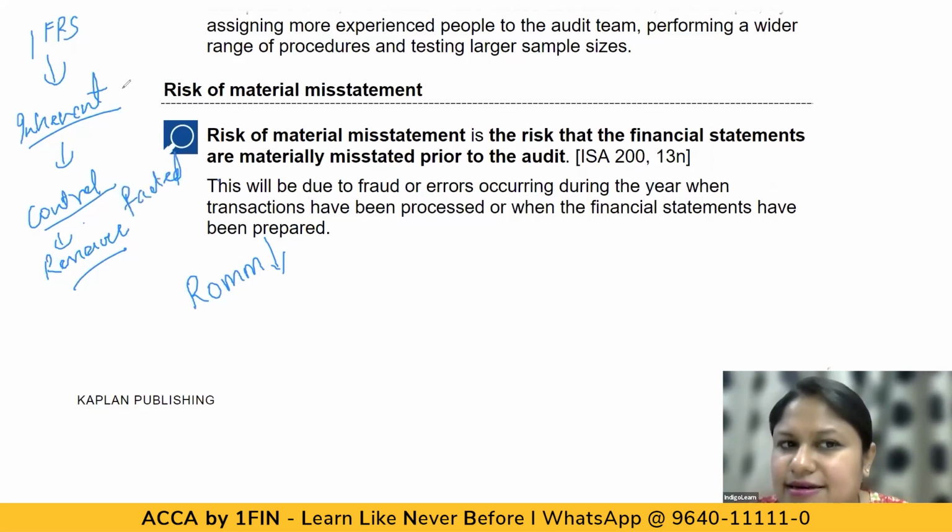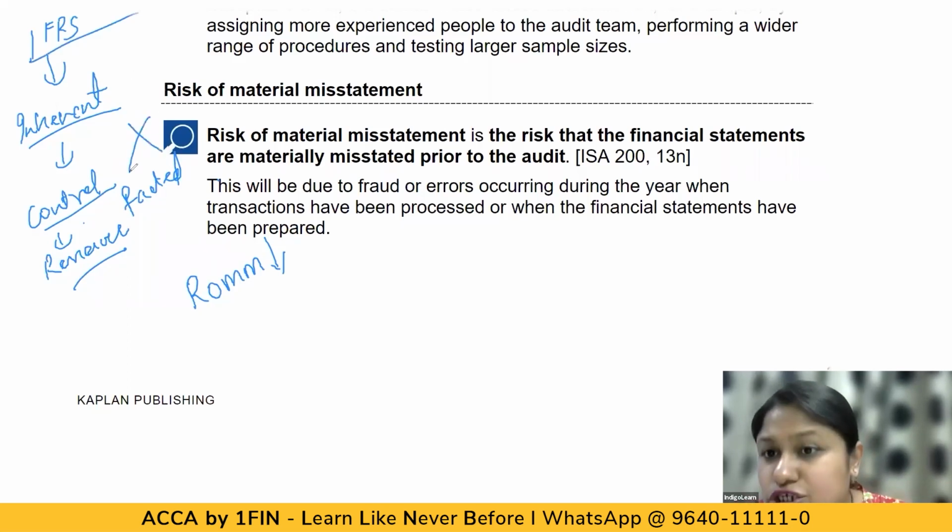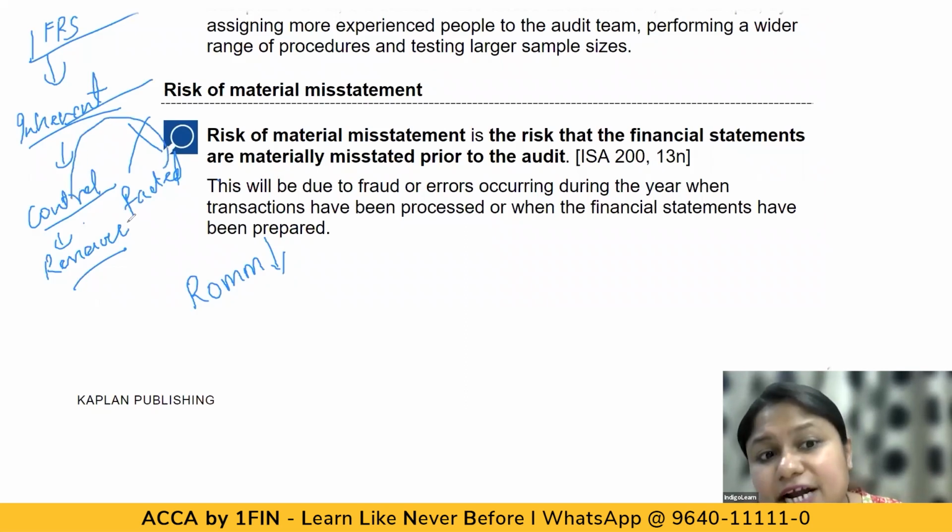Now, in this case, did this IFRS application get rechecked by anybody? No. So now tell me, when inherent risk was there, management applied the control, but the control failed. That means what? Is the risk of material misstatement less or more? It is going to be more.